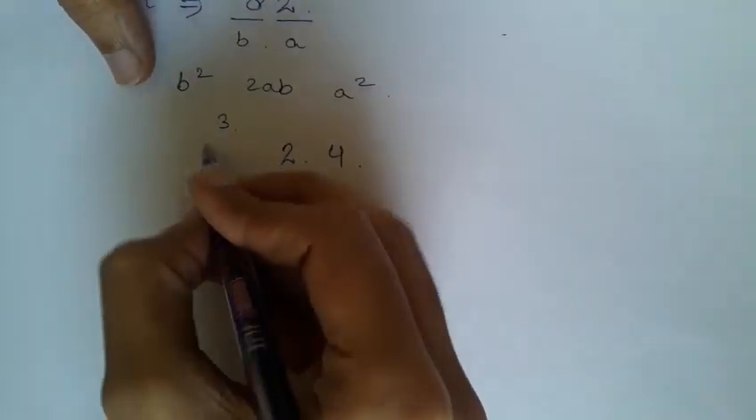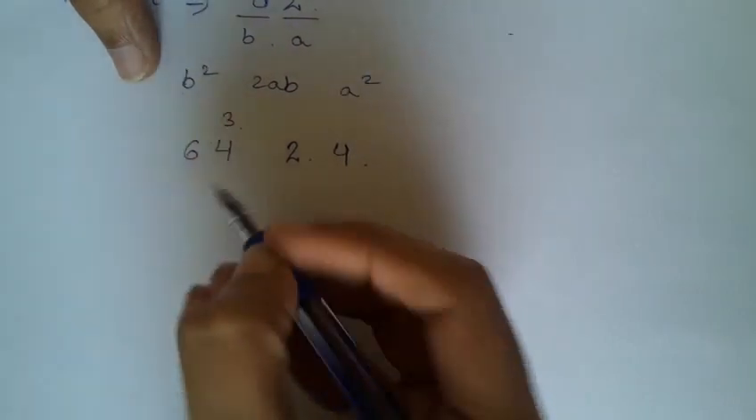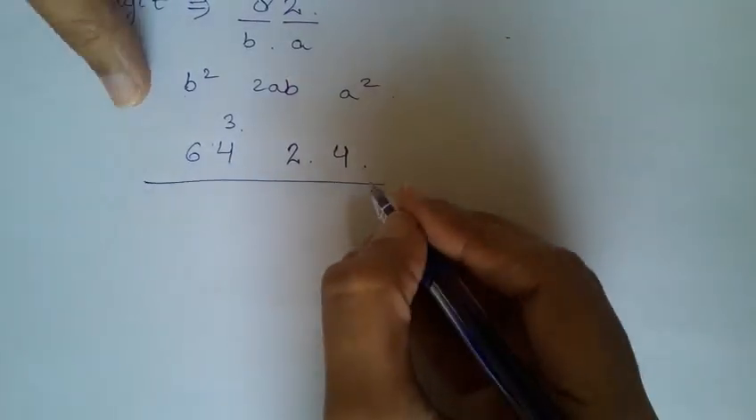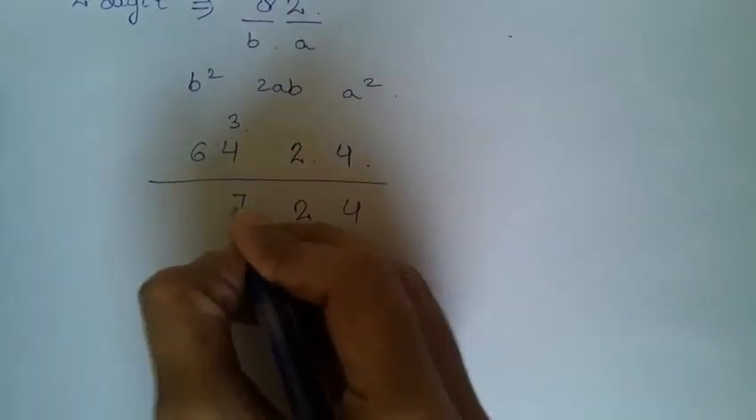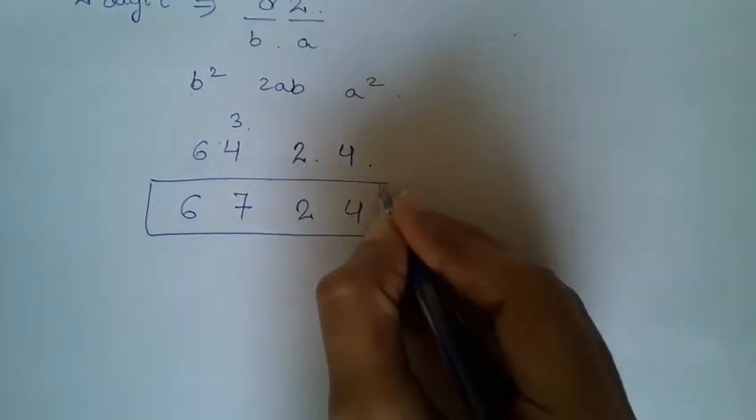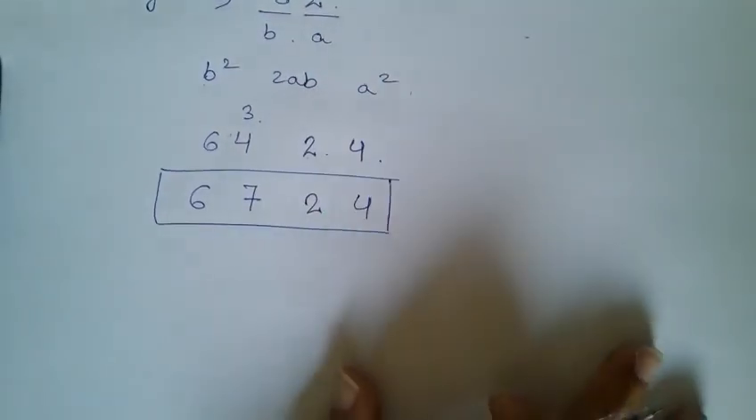Then b square is 64. 64 we will write as it is and then we will add it. 4, then 2, then 4 plus 3 is 7 and 6. 6724 is the square of 82.